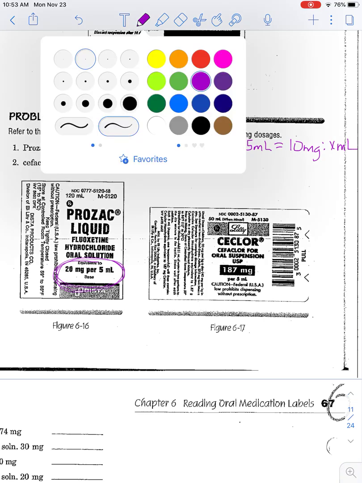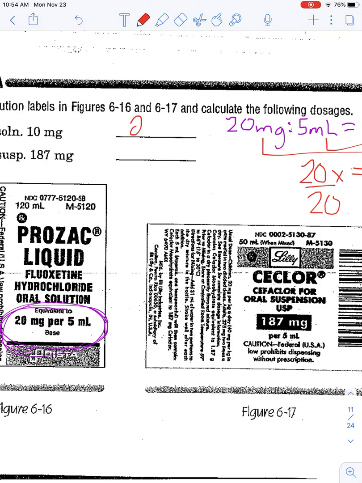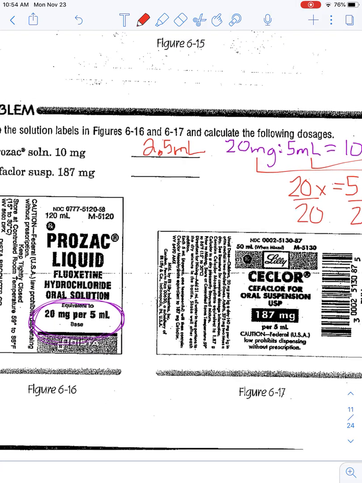Again, you could probably do this one in your head, but your nursing school is going to want you to show the work. So we multiply the outsides and the insides so that we get 20x is equal to 50, right? And we divide both sides by 20. So 50 divided by 20 is 2.5, so that we're going to give 2.5 milliliters of solution.